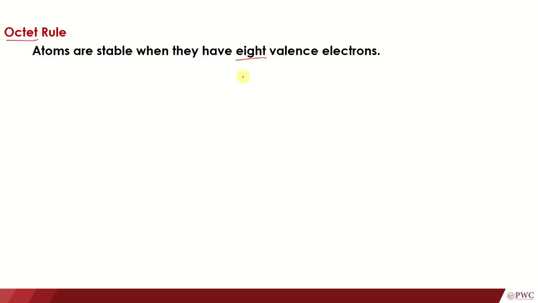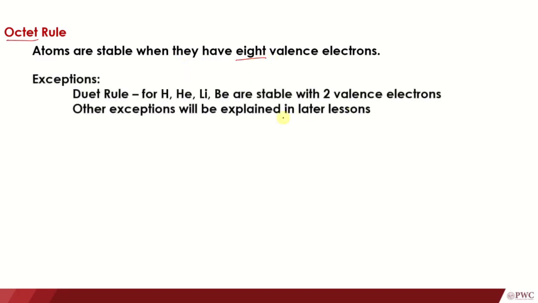There are some exceptions to this. For example, we have the duet rule. This is for smaller atoms like hydrogen, helium, lithium, and beryllium. They are stable with 2 valence electrons. Again, duet means 2. Then there are other exceptions to the octet rule, and they will be discussed in our next topics.